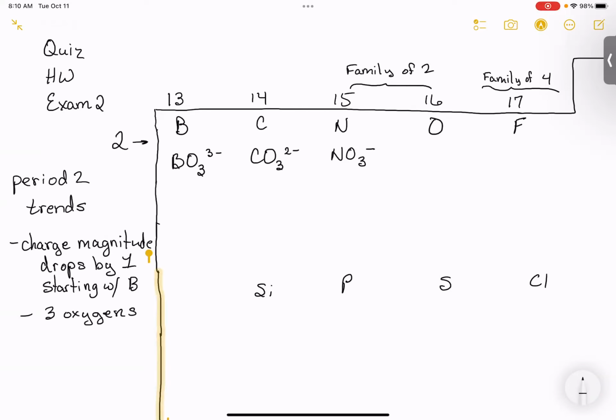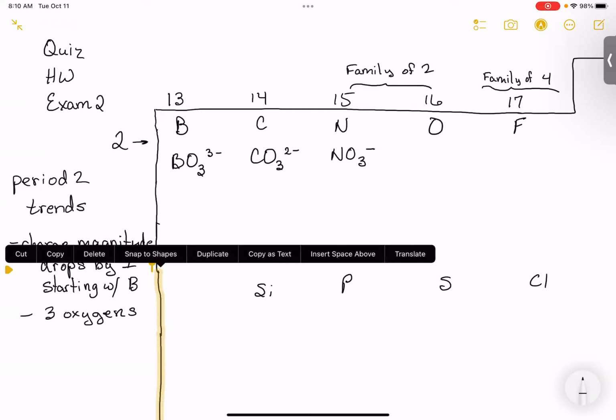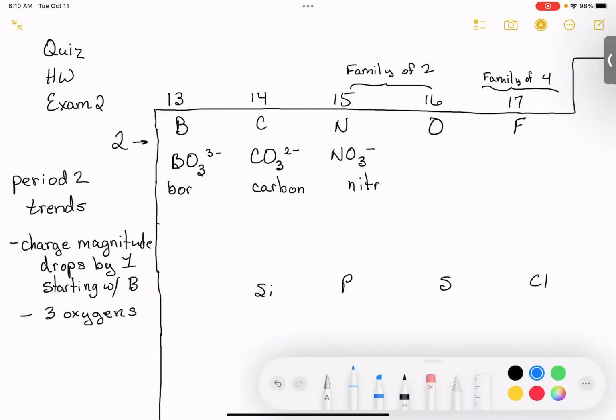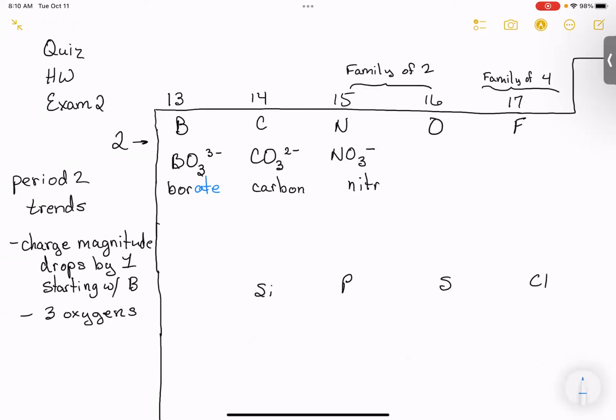Now, these are the -ates. So borate, carbonate, and nitrate. So folks, the -ates of period 2 all have 3 oxygens, and their charge drops by 1, starting with boron.